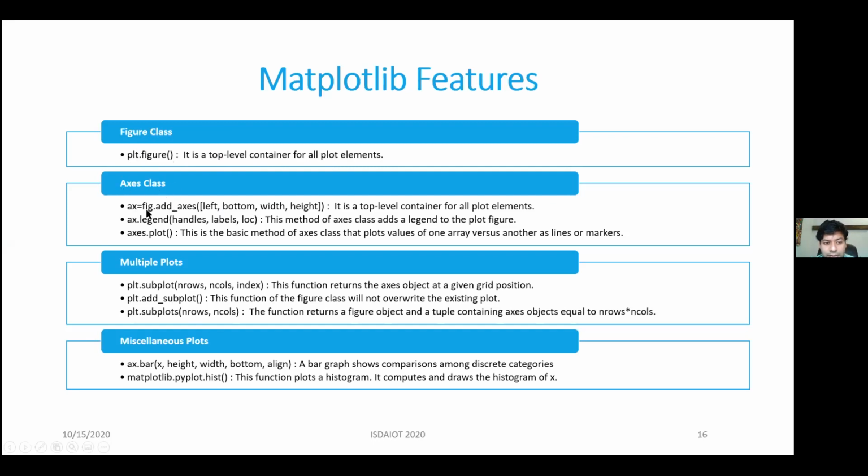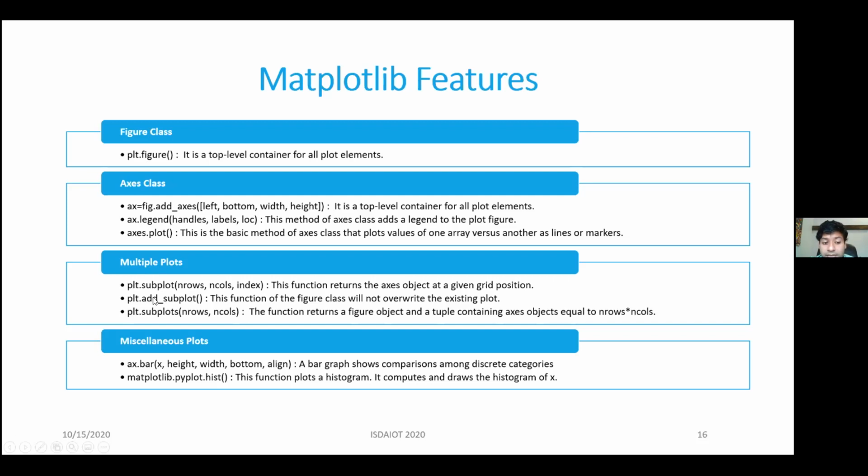For editing the figure, like figure.add_axes, you can add new axes by using this function. Then ax.legend, so you can add a legend in the figure. Then axes.plot invokes the main plot with various lines or markers. Then we can have multiple plots also by using the subplot routine. Then there is add_subplot.